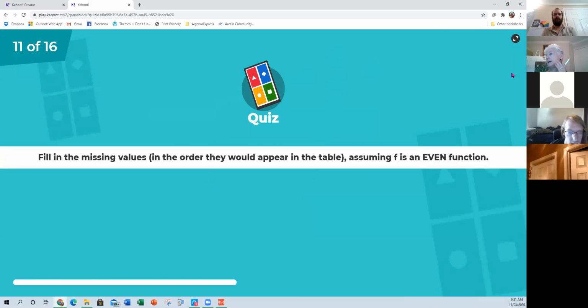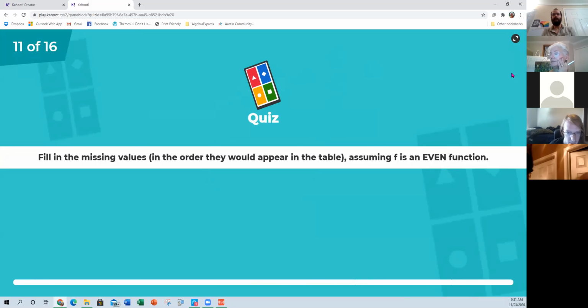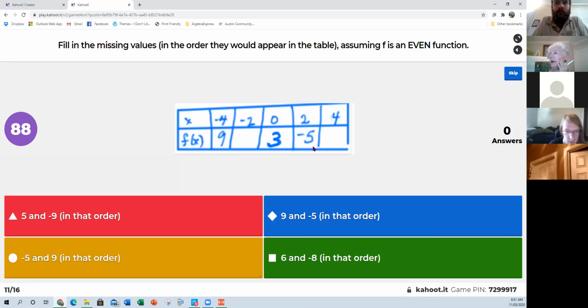This time we're assuming it's even. And I filled in the 0 because if it's even, 0 can be paired with anything. It doesn't matter.